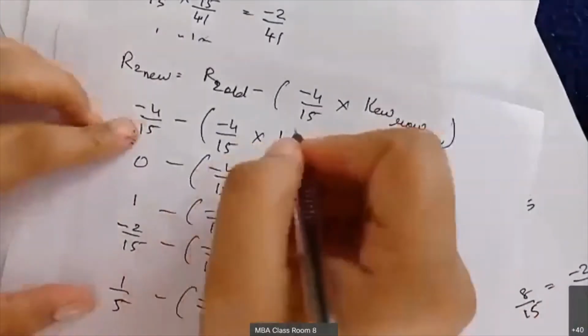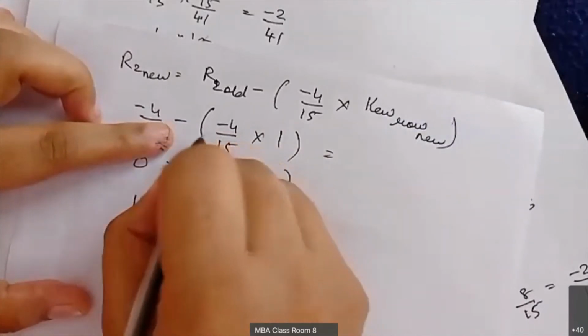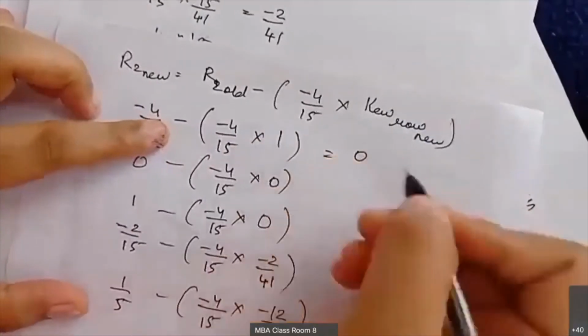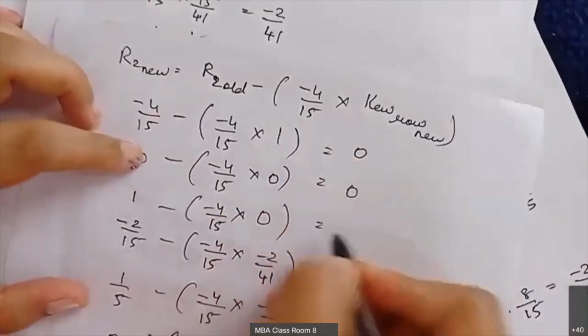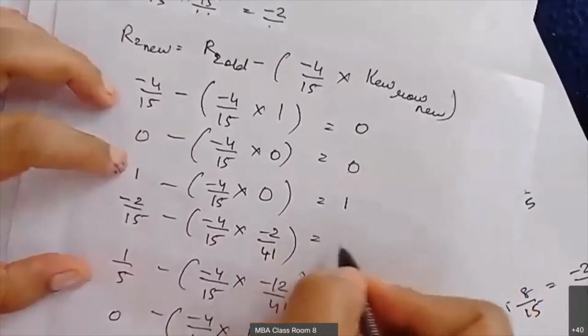Tell me the answers. This is minus 4 divided by 15. Here minus and minus, it will become plus. So minus value plus the same value you will get 0. Then this number is 0. 0 minus 0 is 0. This number will become 0. 1 minus 0, it is 1. Over here.